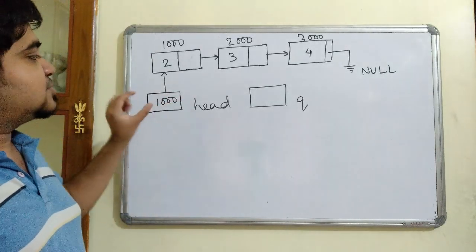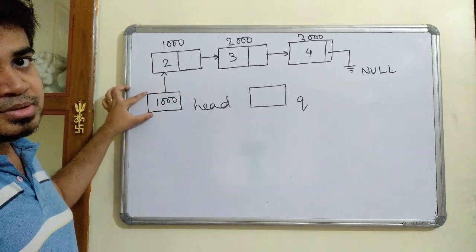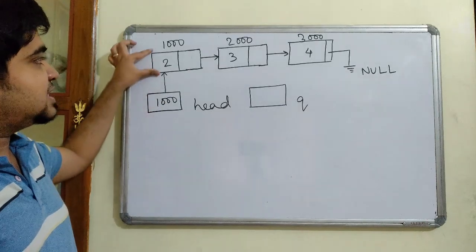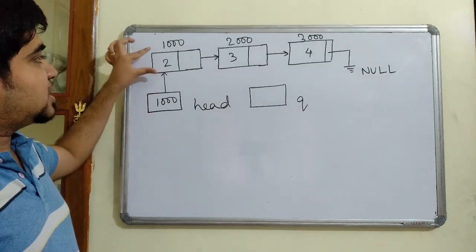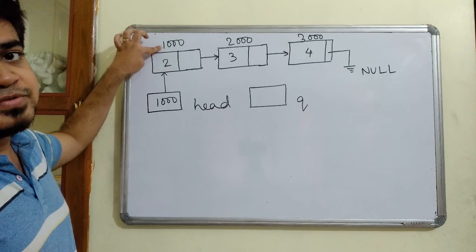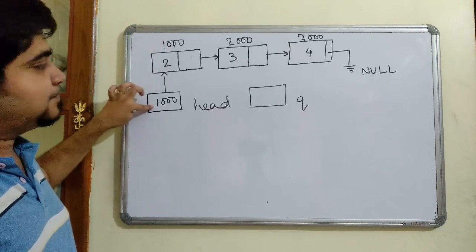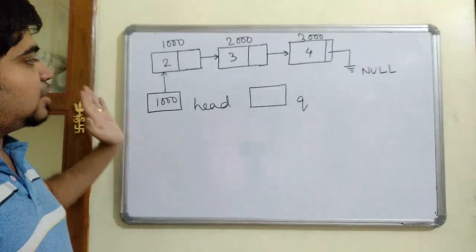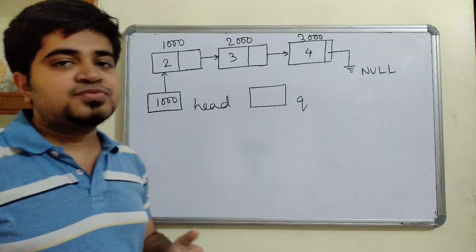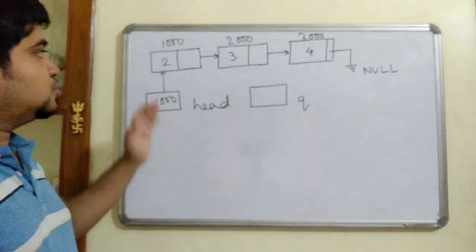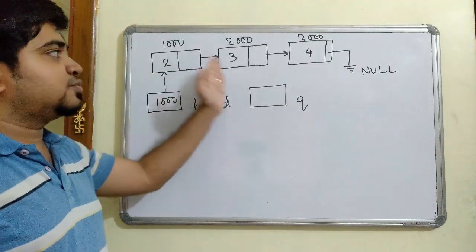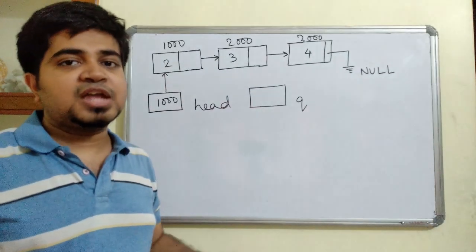Now head is what? Head is a pointer that points to the very first node. So what is the address of the first node? The address of the first node is 1000. So 1000 is held by head, right? Now our motive is what? Our motive is to get the values of 2, 3 and 4. So we want the values of this.